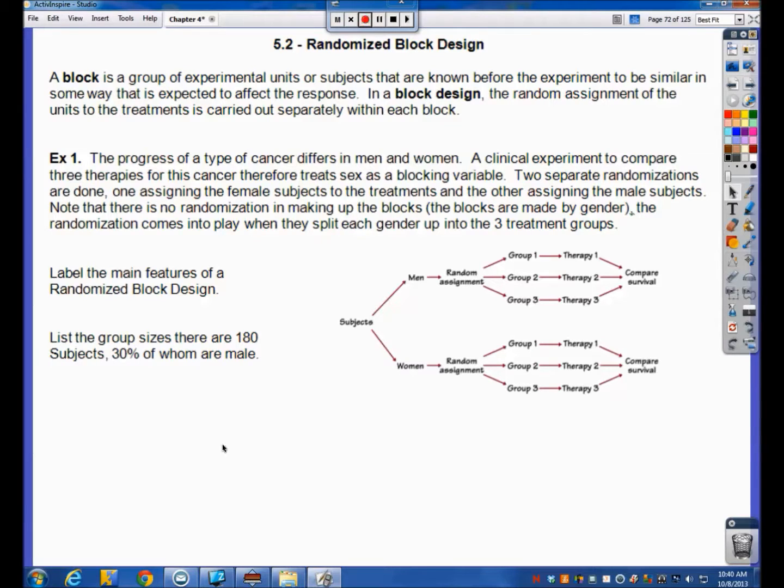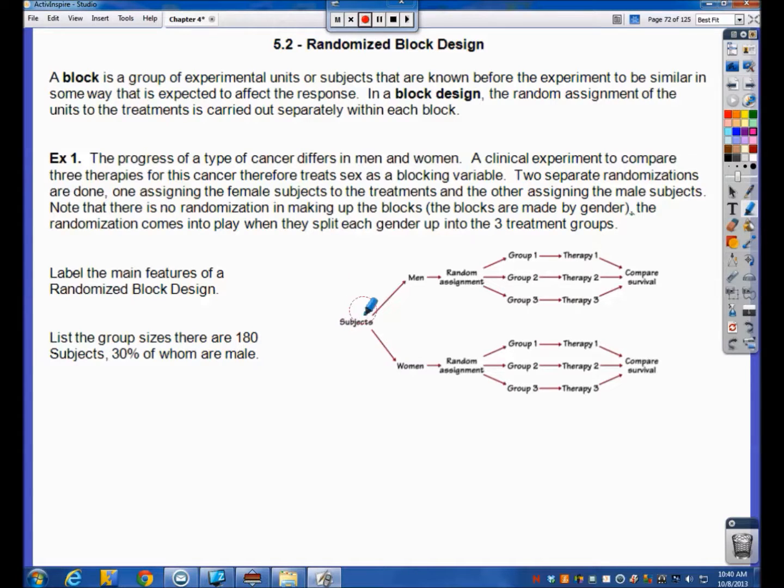Note that there is no randomization in making up the blocks. The blocks are made by gender. The randomization comes into play when they split each gender up into the 3 treatments. Okay, so typically when we start to split up our groups in a completely randomized design and in a matched pairs design, the first thing we do is the random assignment.